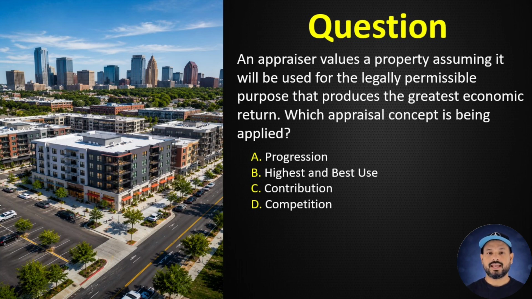Question number 28. An appraiser values a property assuming it will be used for the legally permissible purpose that produces the greatest economic return. Which appraisal concept is being applied? A. Progression. B. Highest and best use. C. Contribution. D. Competition. Correct answer B. Highest and best use. Highest and best use identifies the most profitable legal use of a property.